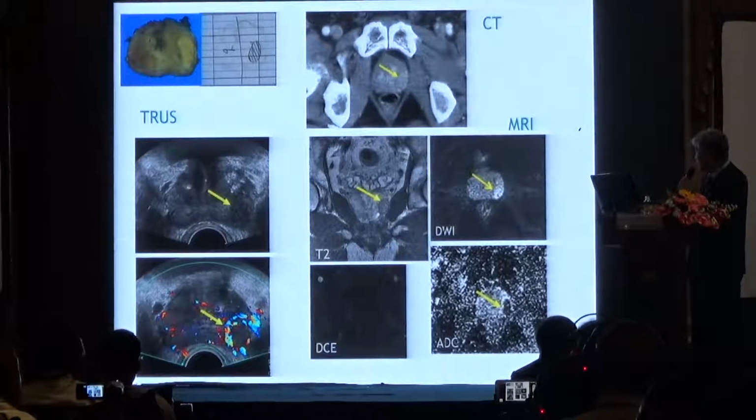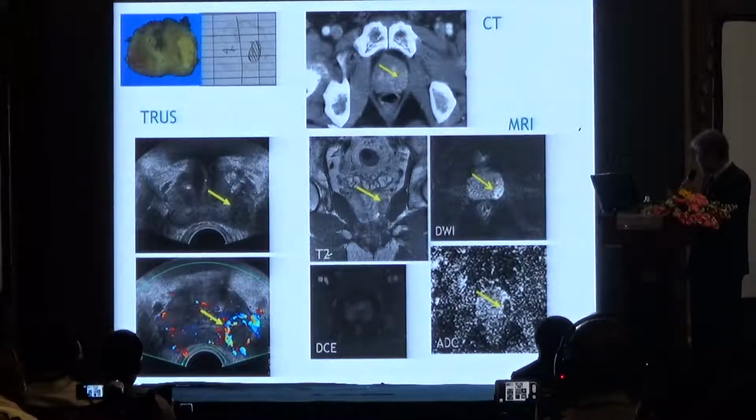In addition to transrectal ultrasound, of course, we can use CT and MRI, and especially for MRI, we can use various sequences like T2-weighted imaging, diffusion-weighted images, and dynamic contrast-enhanced images.